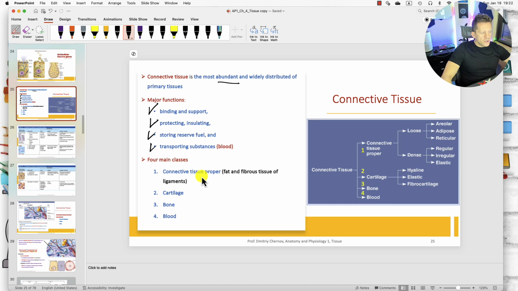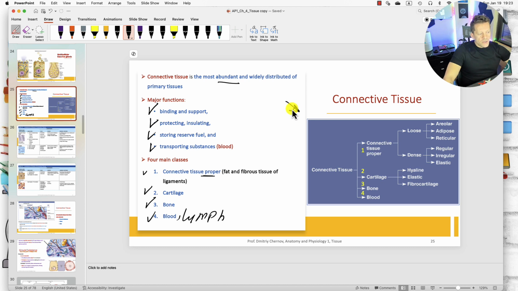So the connective tissue proper, cartilage, bone, and blood. There are four, but we can also say there are five types of connective tissue, because there's blood and there could be lymph, right? That's how you can count blood and lymph. Or within connective tissue proper, there are two subdivisions. So we're going to look at that.